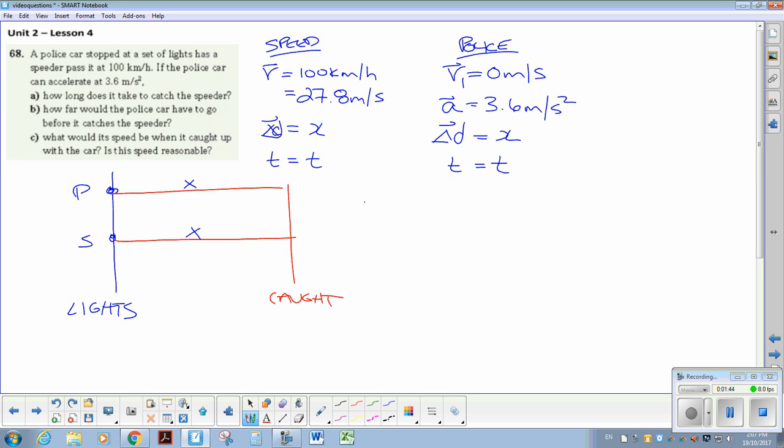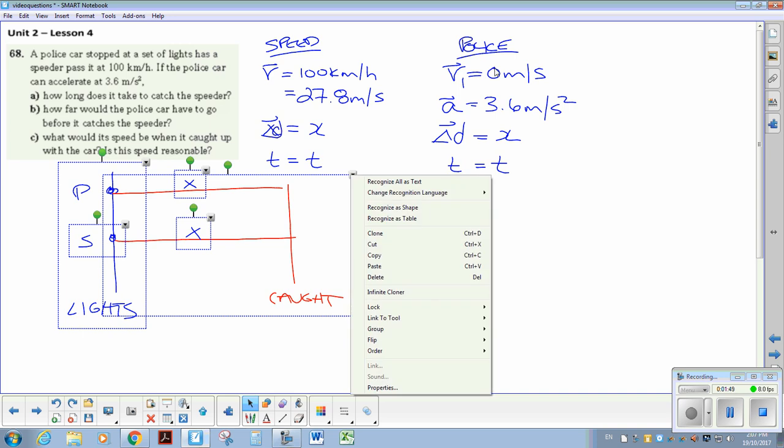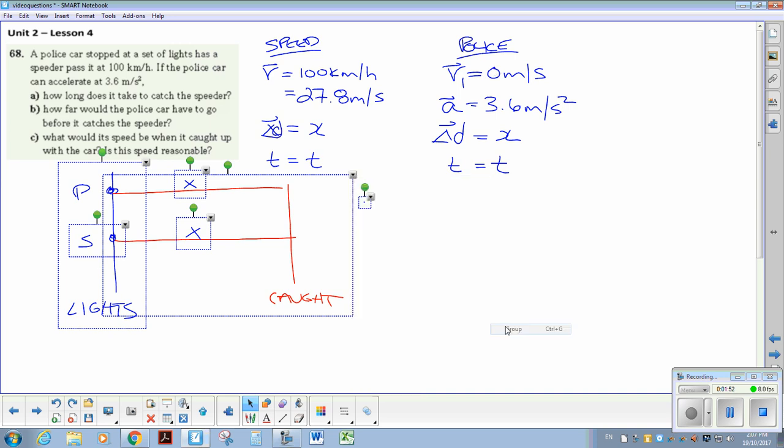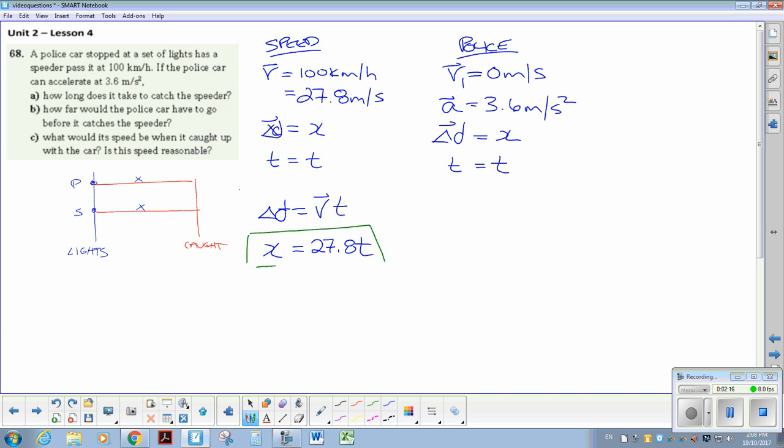Using the speeder's information, for the speeder, because it's moving at a constant velocity, D equals VT. I know delta D is x, that's how far they're traveling. Velocity is 27.8 times time. I have two unknowns in this one equation, so I can't go any further.